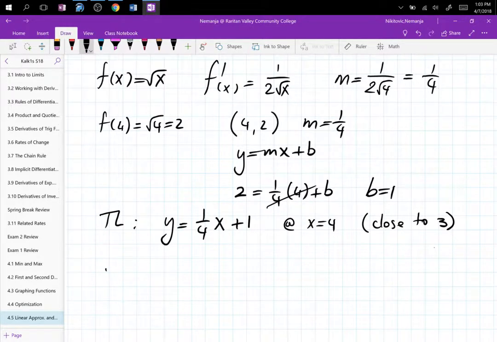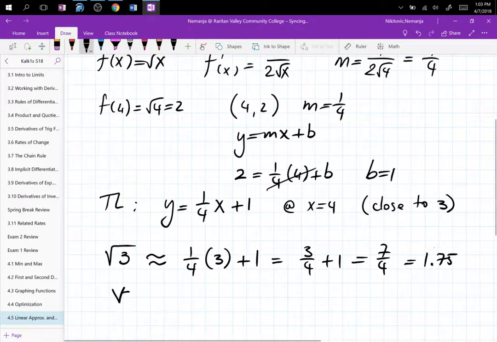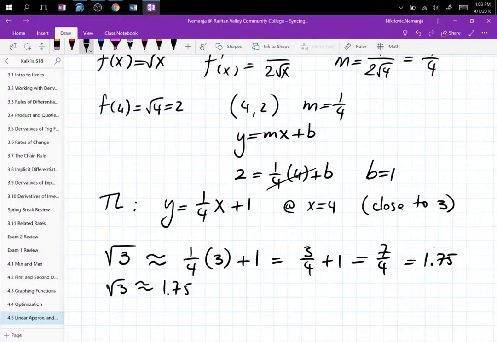You claim that the square root of 3 is approximately 1/4, you plug 3 in, plus 1. That's 3/4 plus 1. That's 7/4, 1.75. So you are claiming that the square root of 3 is approximately 1.75. Guys, you did this with a stick in the sand. There was no calculator involved, nothing, right? That was it. What does the calculator say for the square root of 3?